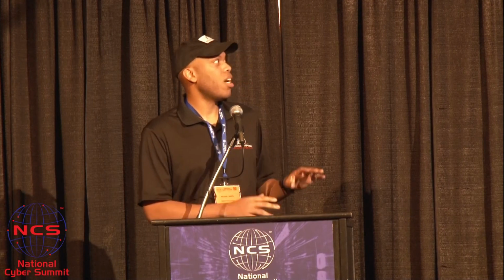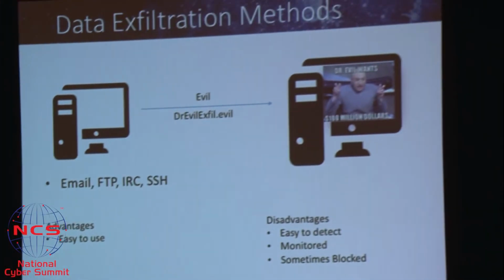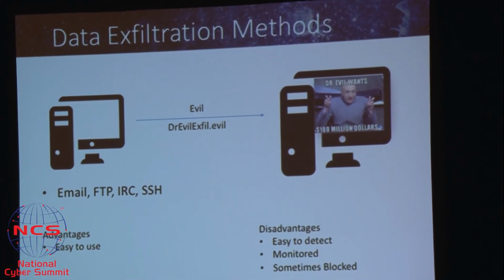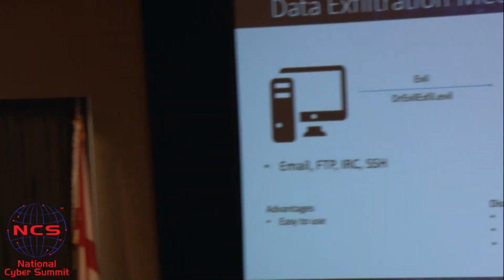Next slide. So different data exfiltration methods. Now, disclaimer, there are more out there, but here's a couple normal examples we'll see in a lot of breaches, things like that. You got email, FTP, IRC, SSH. As an exfiltration method, they all have some advantages and disadvantages. An advantage of using protocols like that for exfiltration is it's pretty easy to use. You can Google the command, place a file and SCP something from one server to another server.